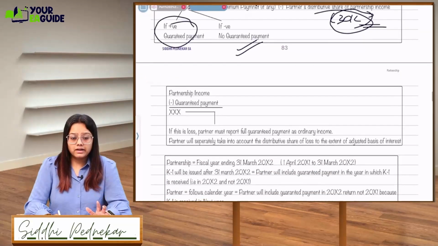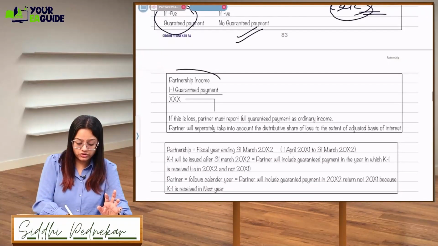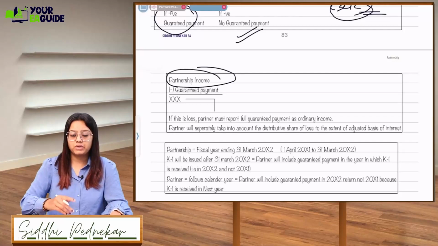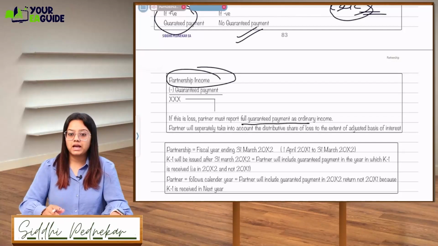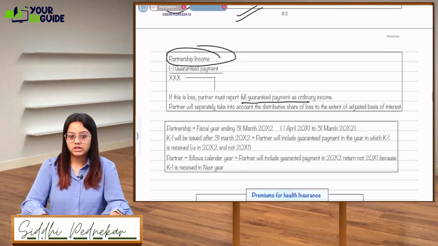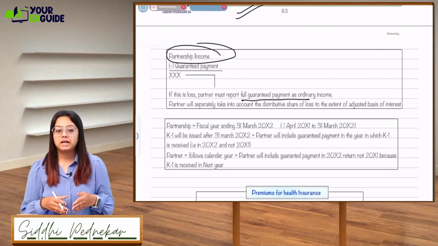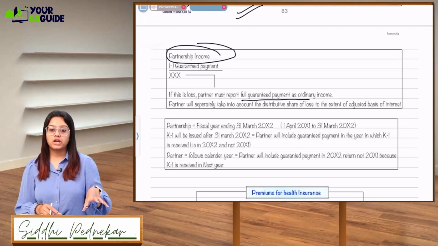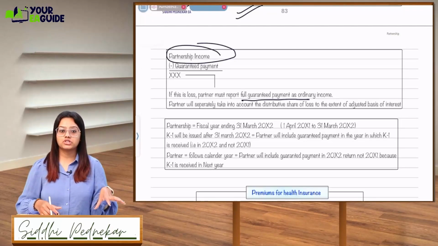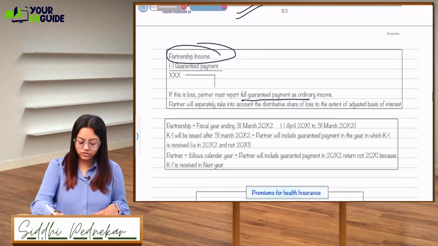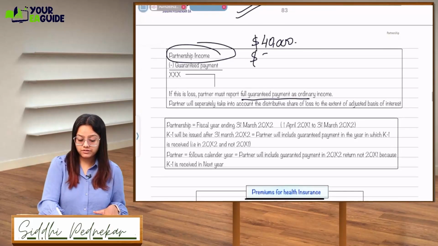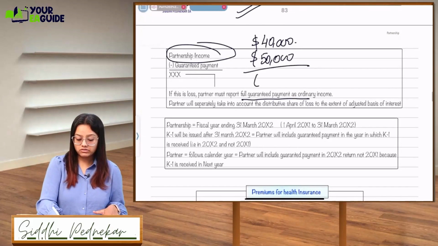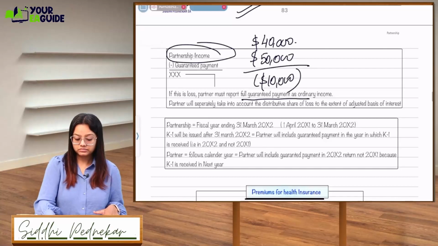Okay. Guaranteed payment you are going to reduce from the partnership income, and whatever is remaining, if this is a loss, the partner must report the full guaranteed payment as ordinary income. Okay, partner will separately take into account the distributive share of loss to the extent of adjusted basis. See, one best example I'll give you. Let's say my partnership income is 40,000, but my guaranteed payment is 50,000. Can I say now this is a loss of 10,000?